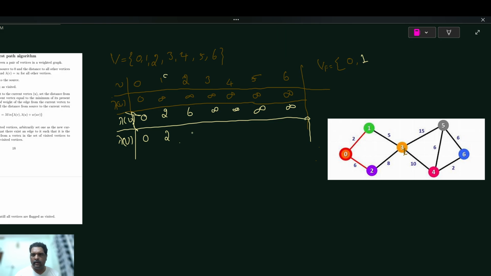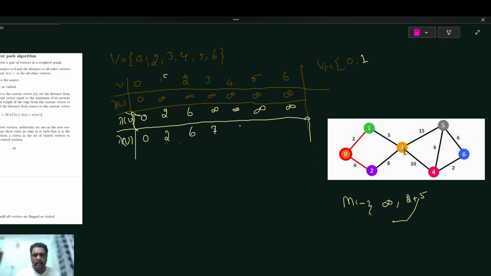Now we are looking for all vertices which are adjacent to the current vertex. There is only one vertex adjacent to the current vertex, that is 3, and we need to recalculate the value of lambda for the vertex 3 only. For the vertex 2, the value remains as 6. For the vertex 3, it is the minimum of the current value, that is infinity, and the new value, which can be calculated as the lambda value of 1, that is 2, plus the weight of the edge from 1 to 3, that is 5. So 2 plus 5, that is 7. The minimum of these two values is 7. So the lambda value of 3 is recalculated as 7.